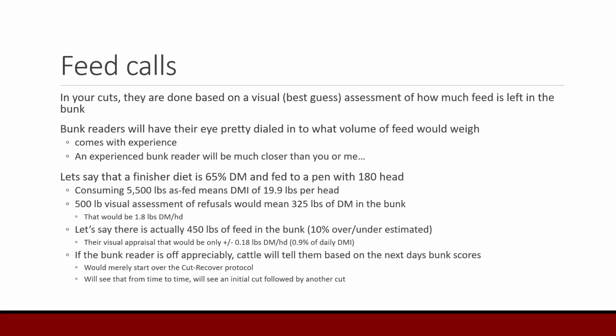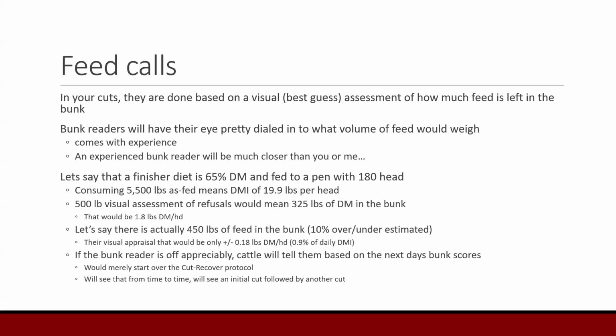Okay. So we'll say bunk readers will have a pretty dialed in eye on relating volume of feed to pounds of feed. They do this all the time, hundreds of pens. Over time, you just get good at it. They'll be much better at these kinds of guesses than me, and certainly better than you guys. Okay. So as you get experience, you're going to get much closer to your guess.